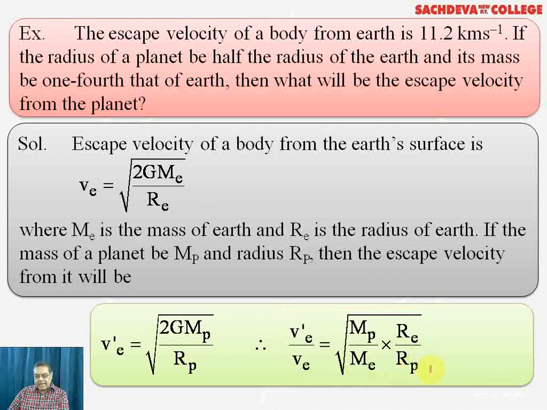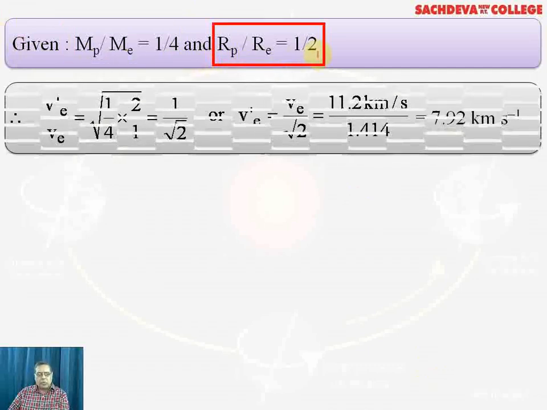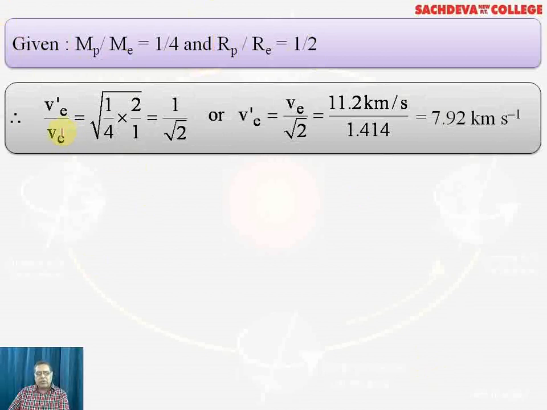Now mass of planet is how much? That is in the question, it is written. Mass is 1/4 that of Earth, and radius of the planet is half of the Earth. Putting these values, we will find that MP over ME is 1 over 4 and RP over RE is 1 over 2. So by putting these values, we'll find the ratio of the escape velocities at the two planets, and it is found to be nearly 7.92 kilometers per second.